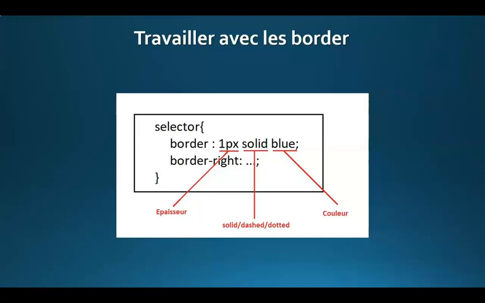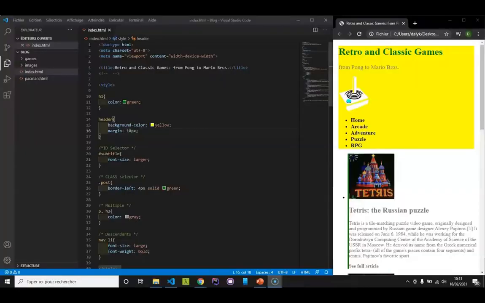Then the second value is solid, but it can very well be dashed or dotted. In fact, it will be the design of your border, so it can be unitary, continuous, it can be small points, small lines. It's according to your choice. Then the last value blue, which corresponds to the color of your border. So we will see all that as an example.